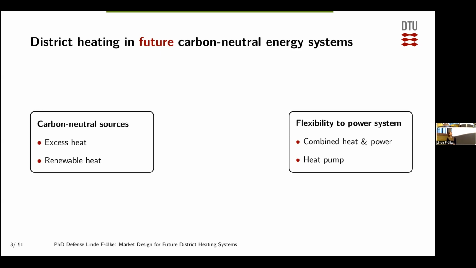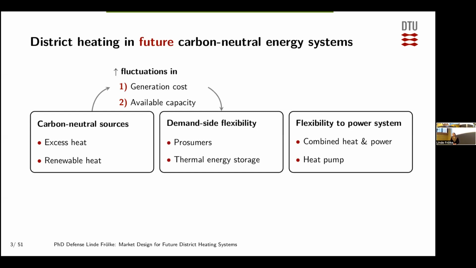When such carbon neutral sources will be integrated in future district heating systems, this will have the effect that there will be more fluctuations in the generation cost of this generated heat, and also the available capacity of these sources fluctuates more. And for this reason, there is also a need for demand-side flexibility in these future systems. This can, for example, come from prosumers that could have a flexible space heating demand. And there could also be dedicated thermal energy storage devices. And this demand-side flexibility could then also be used to provide flexibility to the power system.